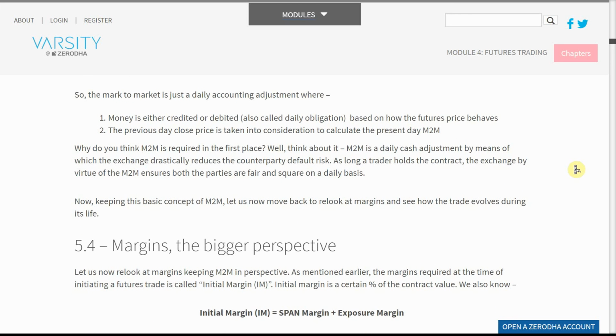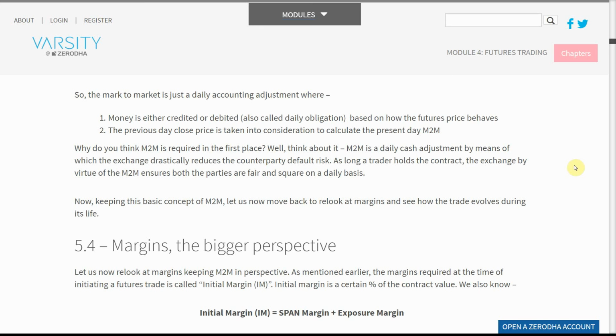So, the mark-to-market is just a daily accounting adjustment where money is either credited or debited, also called daily obligation, based on how the futures price behaves. The previous day close price is taken into consideration to calculate the present day M2M. Why do you think M2M is required in the first place? Well, think about it. M2M is a daily cash adjustment by means of which the exchange drastically reduces the counterparty default risk as long as a trader holds the contract. The exchange, by virtue of the M2M, ensures both the parties are fair and square on a daily basis.